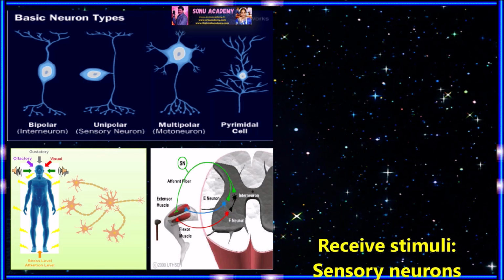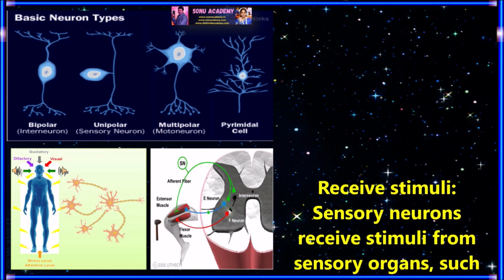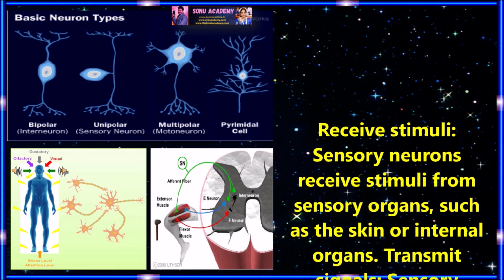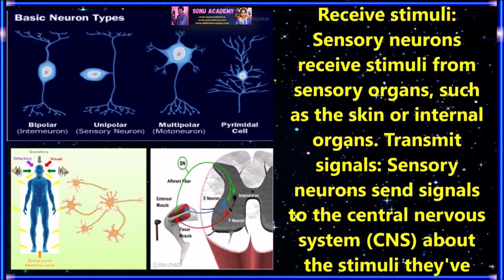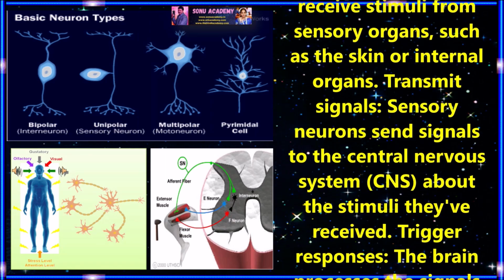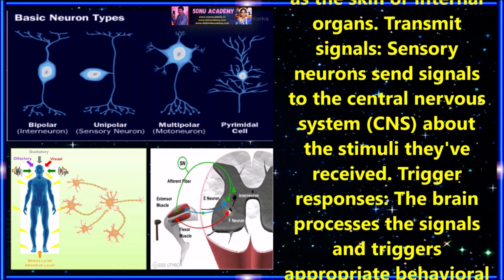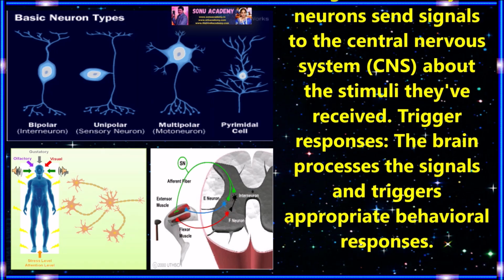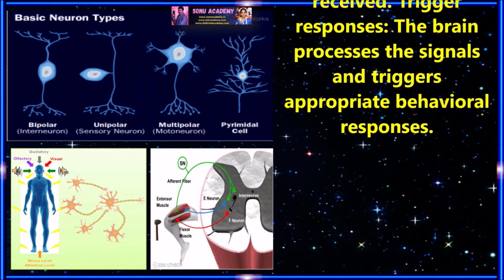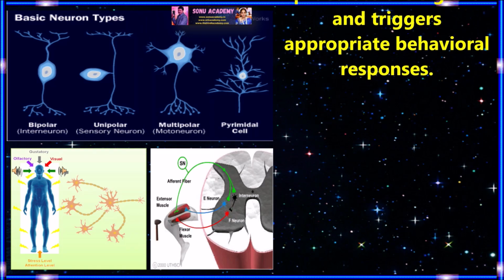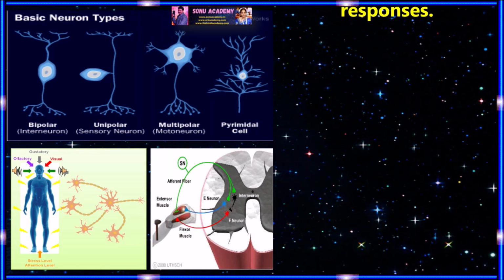Children, let us see how sensory neurons work. Receive stimuli: sensory neurons receive stimuli from sense organs such as the skin or internal organs. Transmit signals: sensory neurons send signals about the stimuli to the central nervous system. Trigger response: the brain processes the signals and triggers appropriate behavioral responses.